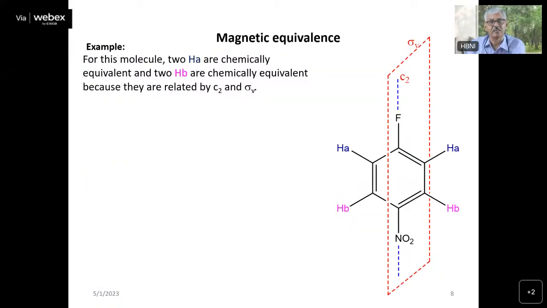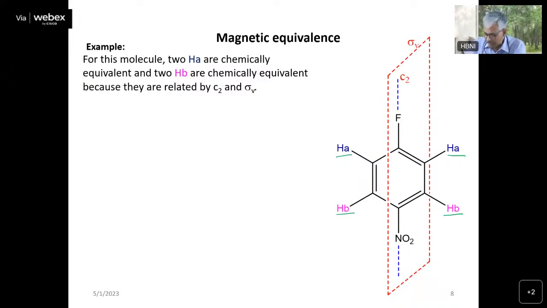Consider this molecule, fluoronitrobenzene. These two hydrogens HA are chemically equivalent. Similarly, the two HB are chemically equivalent. So their chemical shifts are the same. These two HA will come at the same place, and these two HB will come at the same place, because the molecule has a C2 axis of symmetry and a sigma plane.